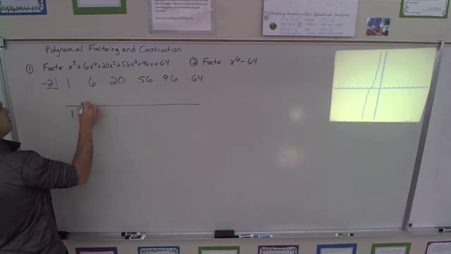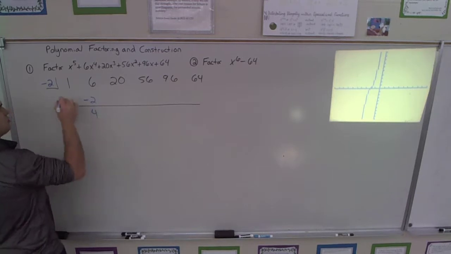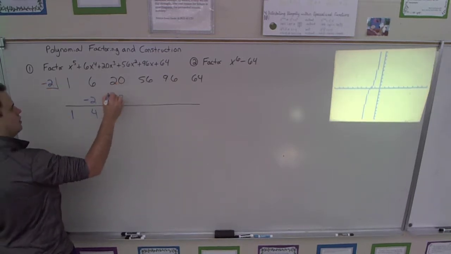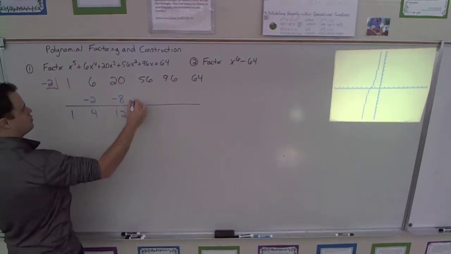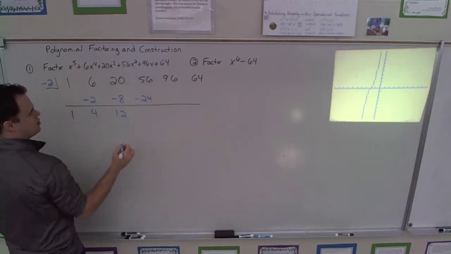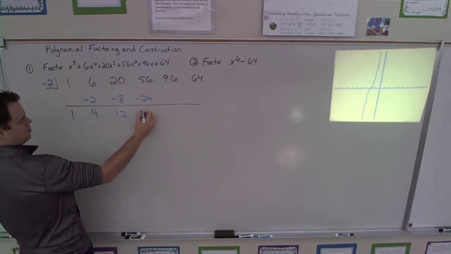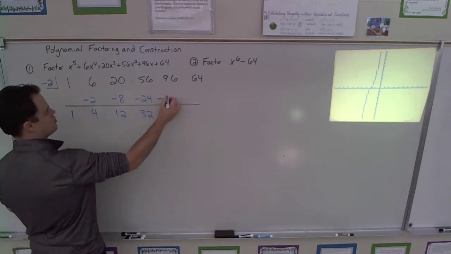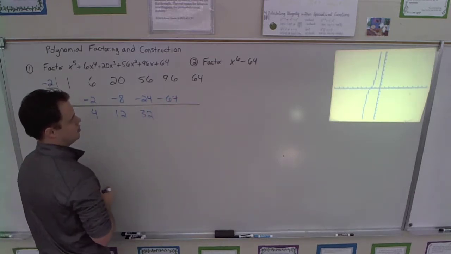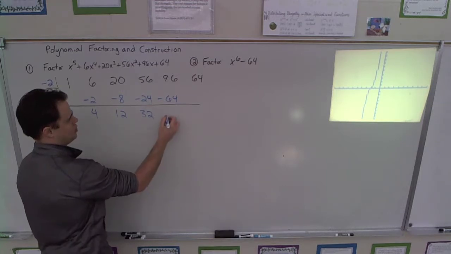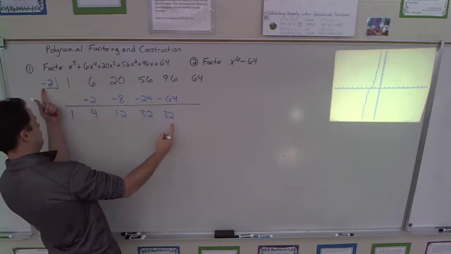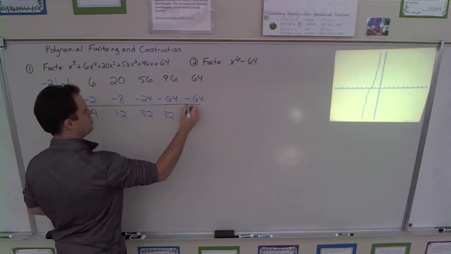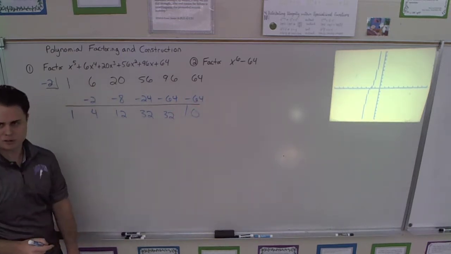So -2, add those up and it's 4, multiply -8, add those up and 12, -24. Is that 32? I think so. And then this is -64, positive 32 again? Oh yeah, nice. Okay, so it was definitely 0 that we're seeing over there on our graph.